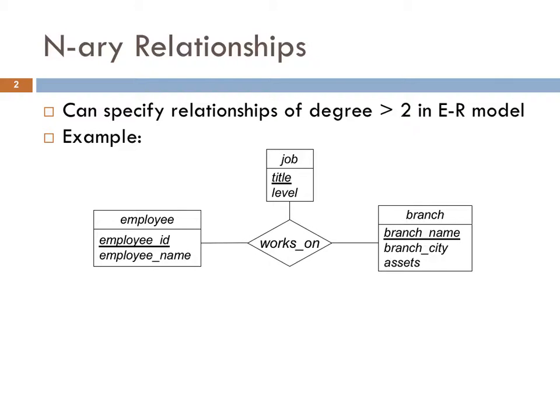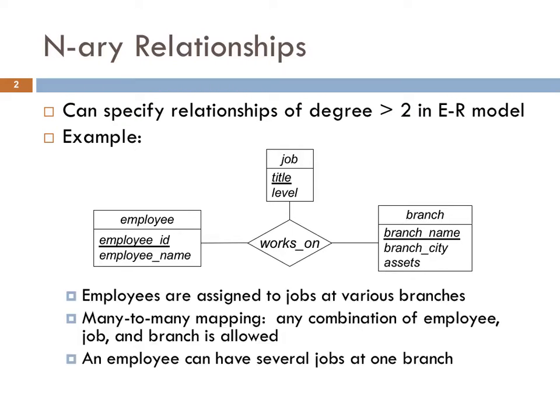And so you could say, I am a bank teller at this branch, and I am a mortgage financer at this other branch, and I am a, what else could you be? You could be a manager at a third branch. And these kinds of situations are able to be modeled with this kind of a design. Okay? So employees are assigned jobs at various branches. Notice, no arrows. So this is a many-to-many mapping.